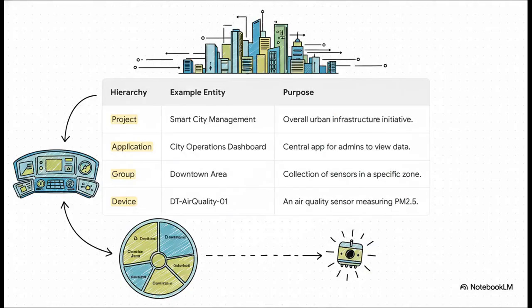And this table just illustrates everything perfectly. For a big smart city project, the application is the main dashboard for the city administrators. From there, they can drill down into a specific group, like the downtown area, and check the data from one specific device, like this air quality sensor. See? It's a really clean, logical flow from the biggest picture right down to the tiniest detail.